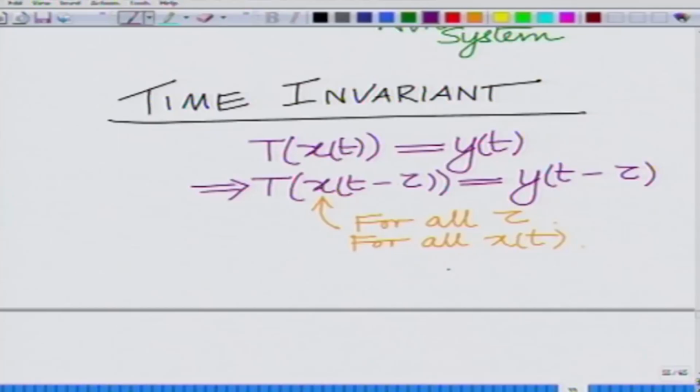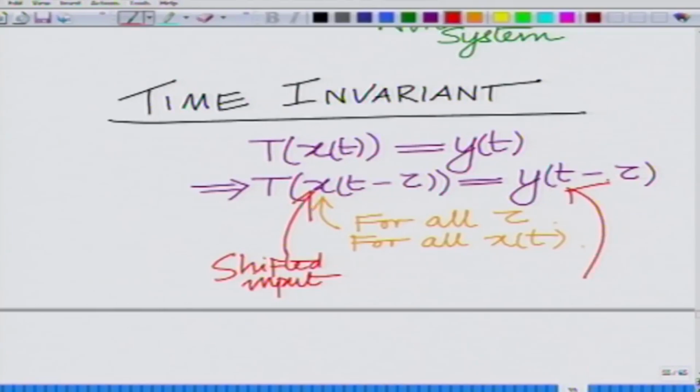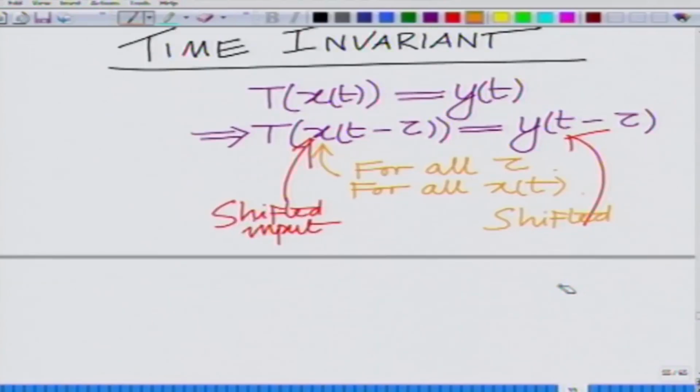So, this is x(t minus tau), the shifted input, and this is y(t minus tau), the shifted output. Of course, if tau is positive, it is a delay; if tau is negative, then it is an advanced signal. So, it is a shift.